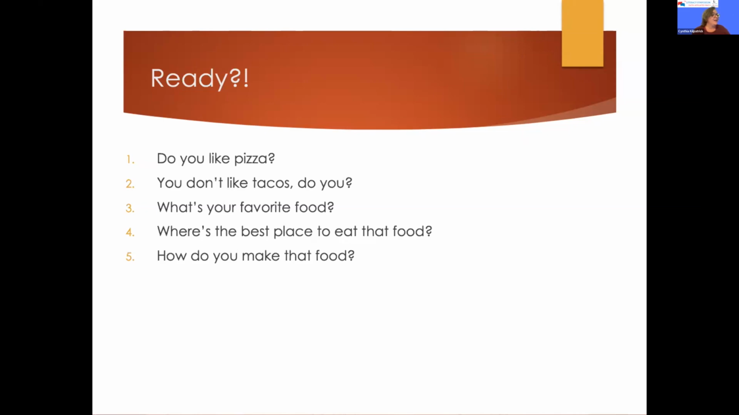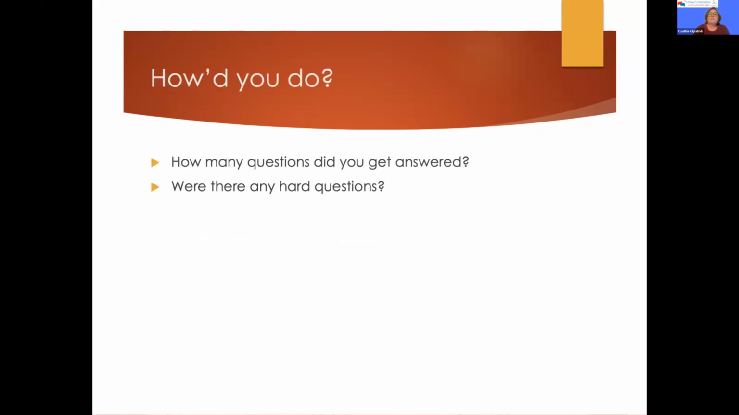I agree that number 4 is a hard one. Where's the best place to eat that food, right? But number 5, depending on how complicated that food is, that might have also been a difficult one. So 4 and 5 were kind of hard, but probably we could still answer those pretty easily.